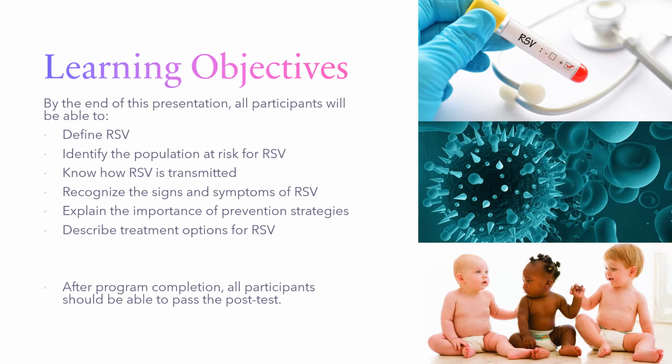The learning objectives for this course are as follows. By the end of the presentation, all participants will be able to define RSV, identify the population at risk for RSV, know how RSV is transmitted, recognize the signs and symptoms of RSV, explain the importance of prevention strategies, and describe treatment options for RSV. After program completion, all participants should be able to pass the post-test.